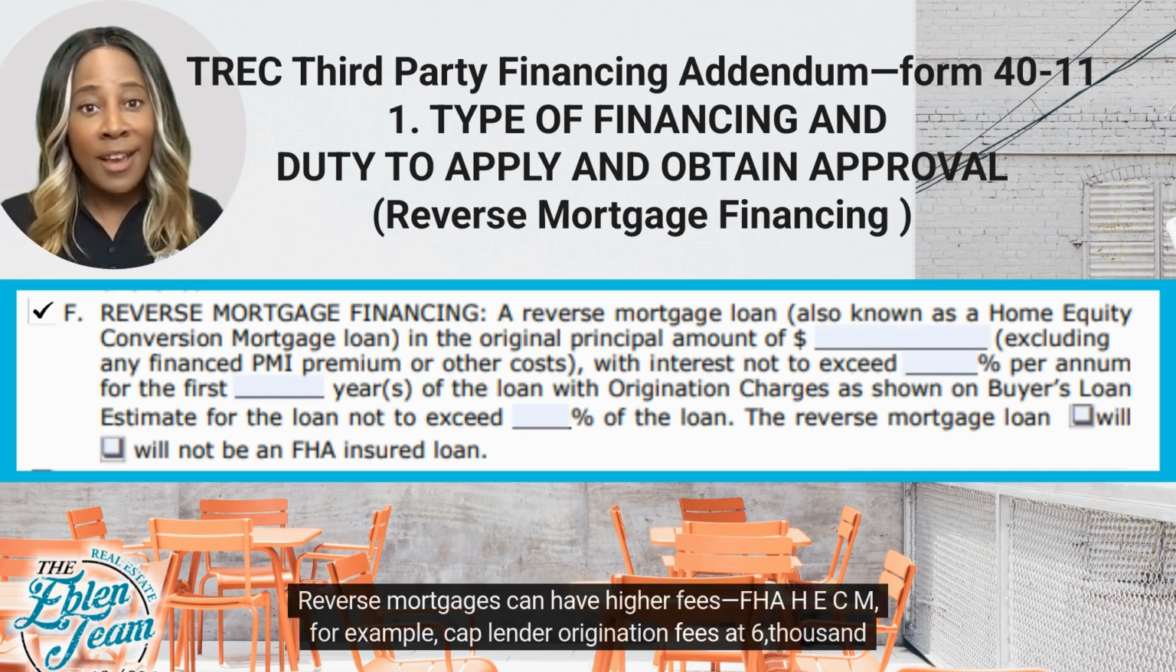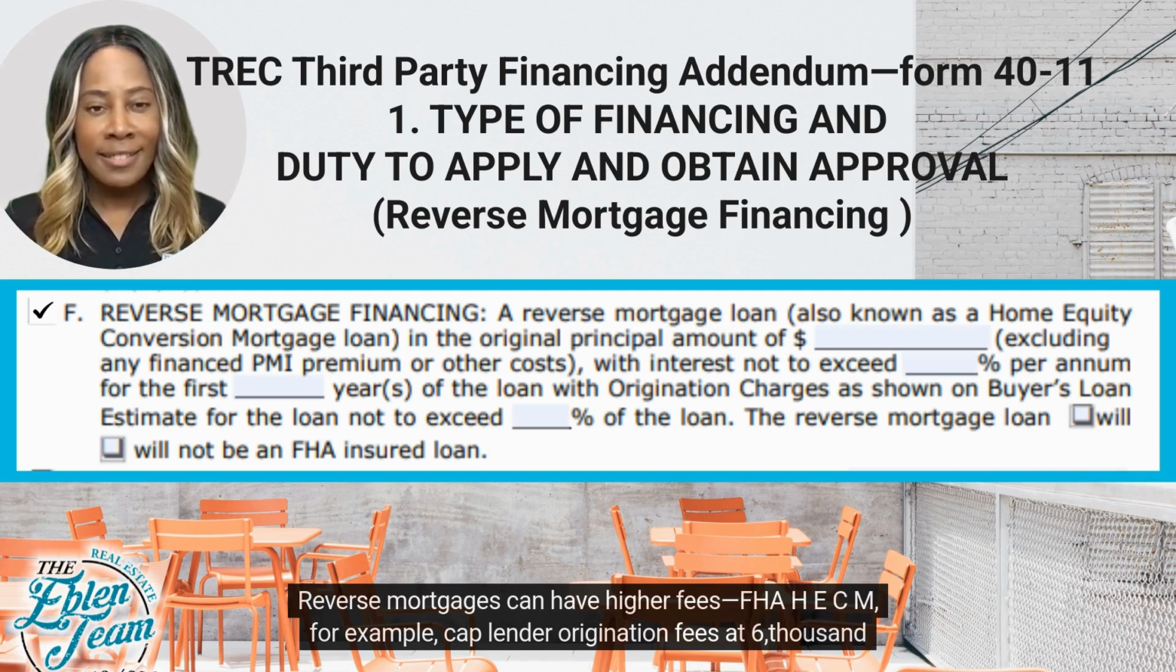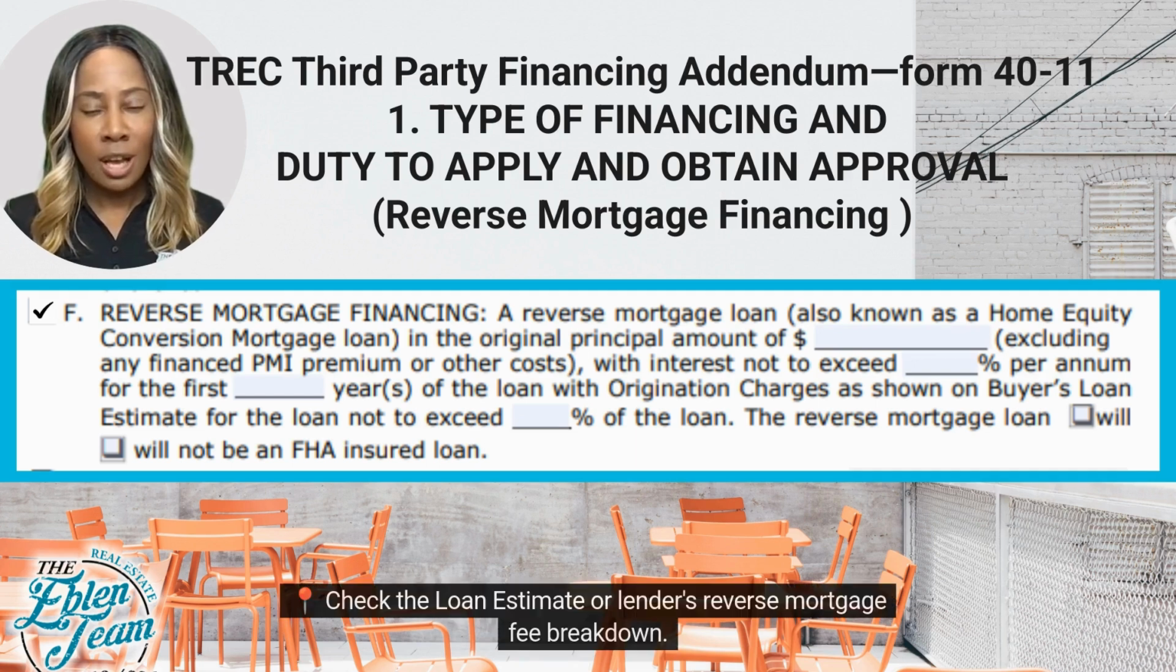Reverse mortgages can have higher fees. FHA HECM, for example, cap lender origination fees at $6,000, but this may vary. Check the loan estimate or lender's reverse mortgage fee breakdown.